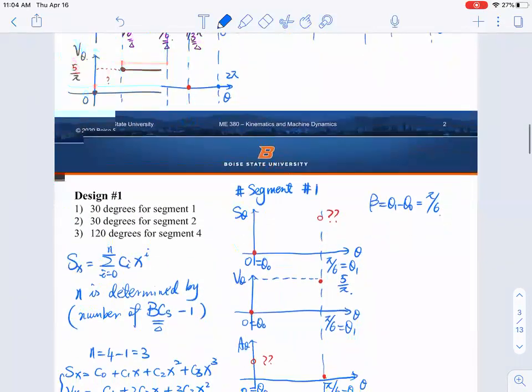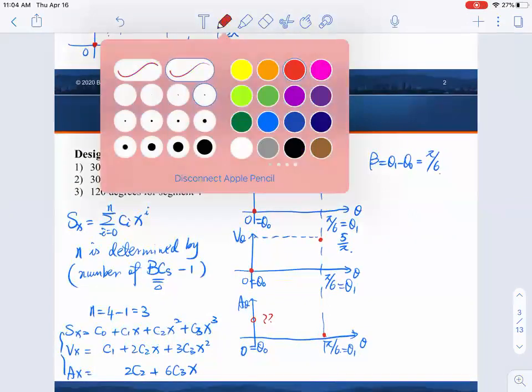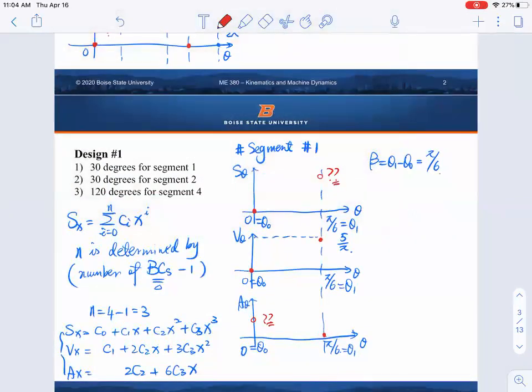And as you remember, there are two question marks in these plots. This question mark is not important in this segment, but it's very important to the next segment. For example, here, your segment number 2 should start at this point. So that's why we have to calculate these out before moving to the next segment. Okay, so what is the S theta here for this question mark?